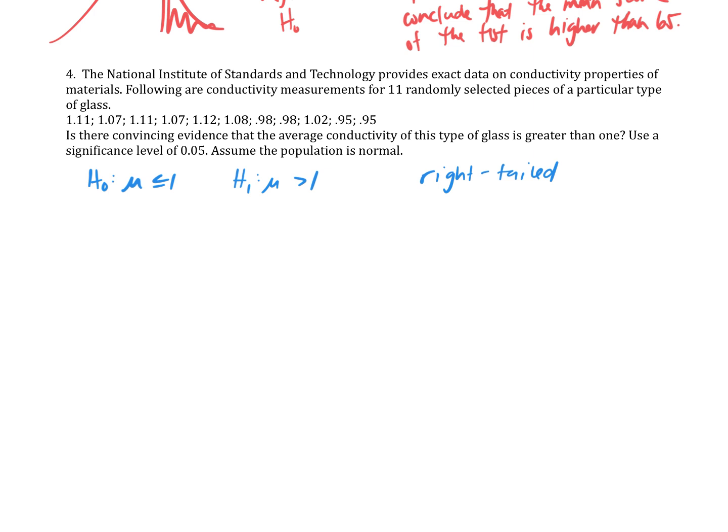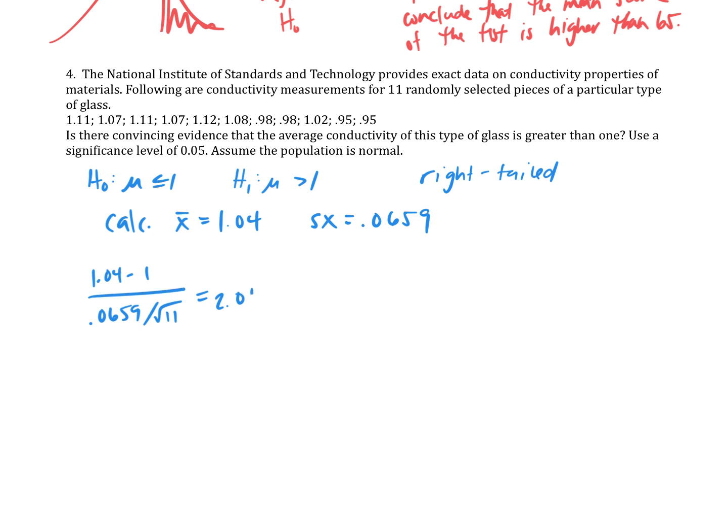So my calculator tells me that x bar is 1.04 and Sx is 0.0659. So when I calculate my test statistic, 1.04 minus 1 divided by 0.0659 divided by square root of 11, and I get 2.0131. Agreed?